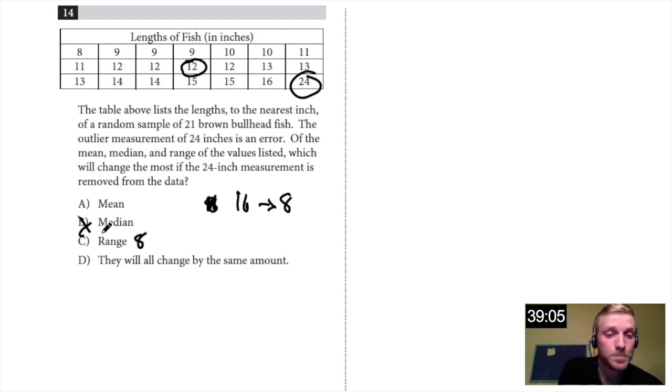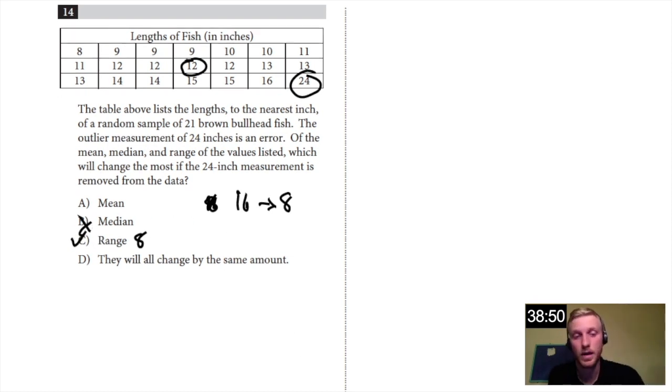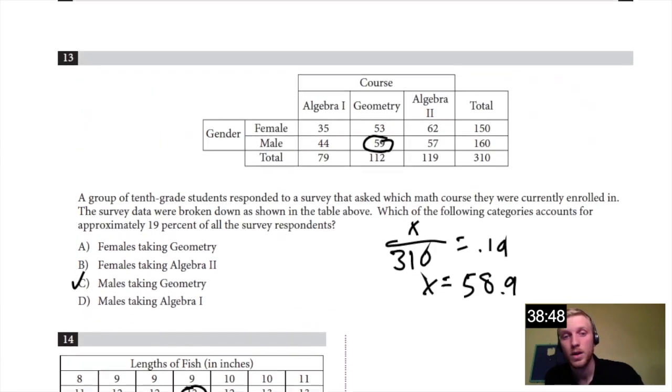But we can sort of tell it's not going to change by 8. It's just removing one number, which is only an outlier, but it's only 8 larger than 16. That is not going to change it that much. So to save time, I think it's safe to say that our range, which changes by an amount of 8, is going to change the most.